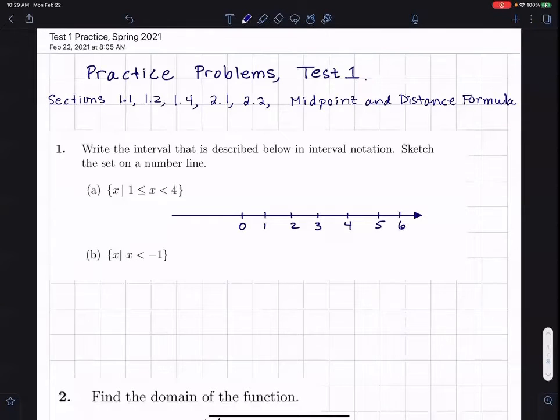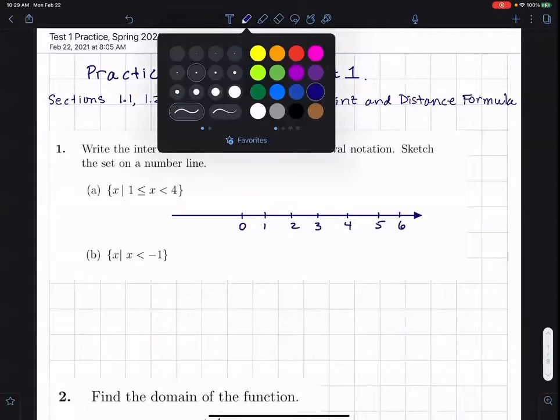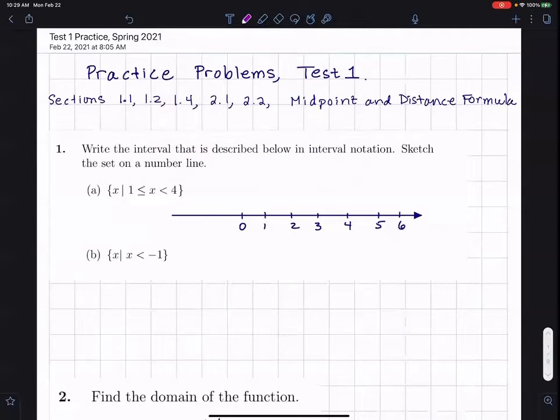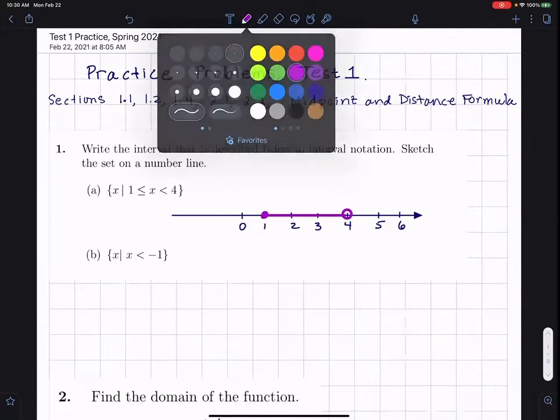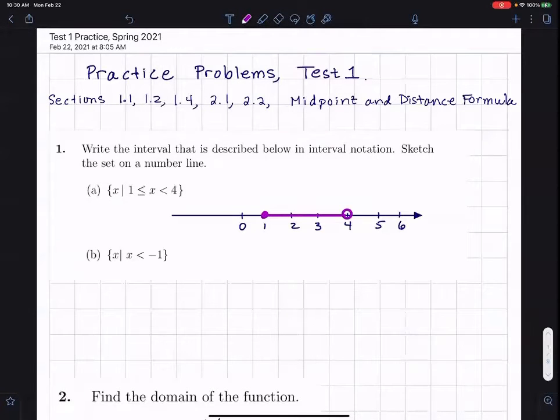All right. So we're looking at all the points between 1 and 4. We're going to get those points, but also we're going to get 1. But we're not going to color in 4. That's not in our set. And when you write interval notation to express this, we always write the numbers from left to right. So on the left comes 1 and to the right comes 4.